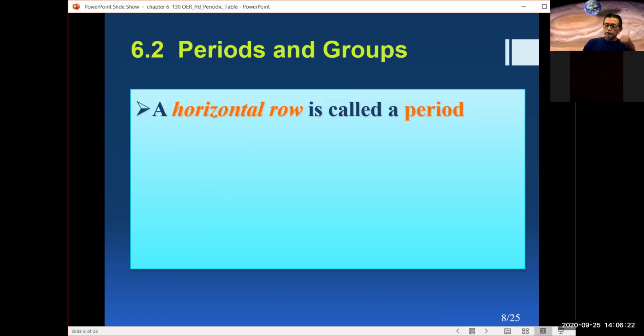Anyway, the horizontal row has its own name, we call them the period, which is also the energy level, and you'll see the term a lot here. And the vertical columns are called the group. You also will hear the term family, meaning the family of whatever group it's in. Okay.